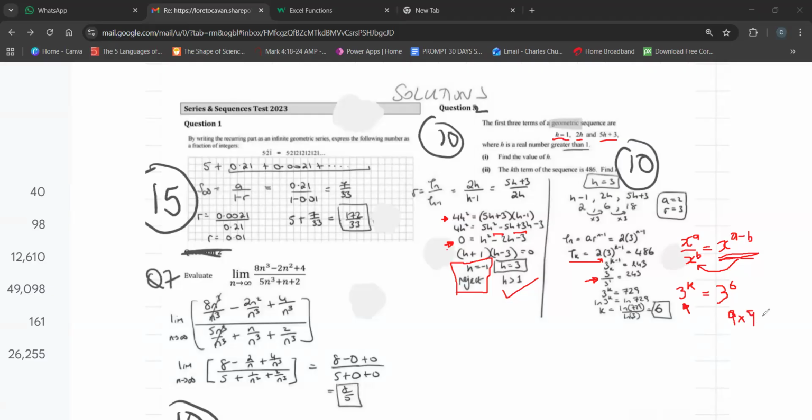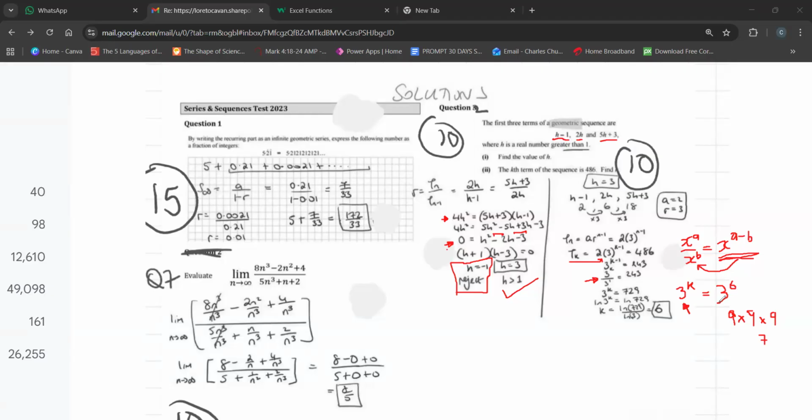And you still have something going: 9 times 9 times 9. So that's 81 times 9, which gives you 729. Each of these 9s is 3 squared, so by the time you do 2 plus 2 plus 2, that's how you get the 6.